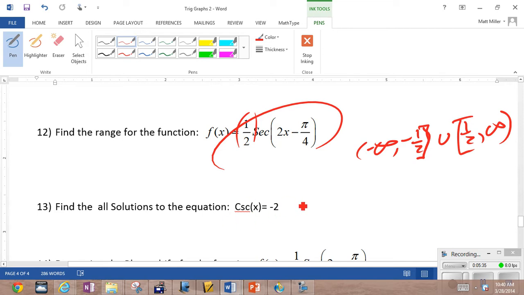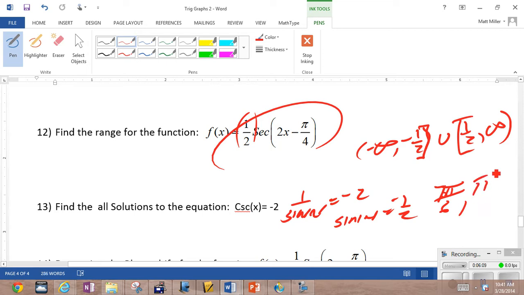Well, that's all the solutions to 1 over sine of x equaling -2, which is the same thing as the sine of x equaling negative 1/2, which is occurring at reference values of pi over 6 in the third and the fourth quadrant. So I guess it's 7 pi over 6 plus 2 pi k and 11 pi over 6, all plus 2 pi k's.